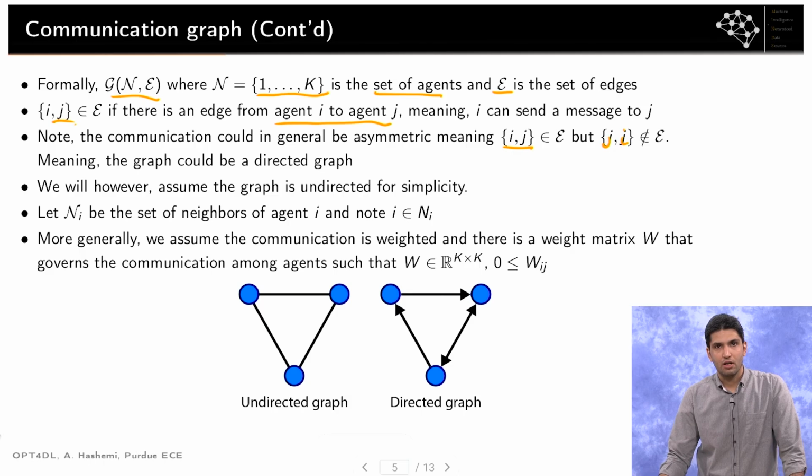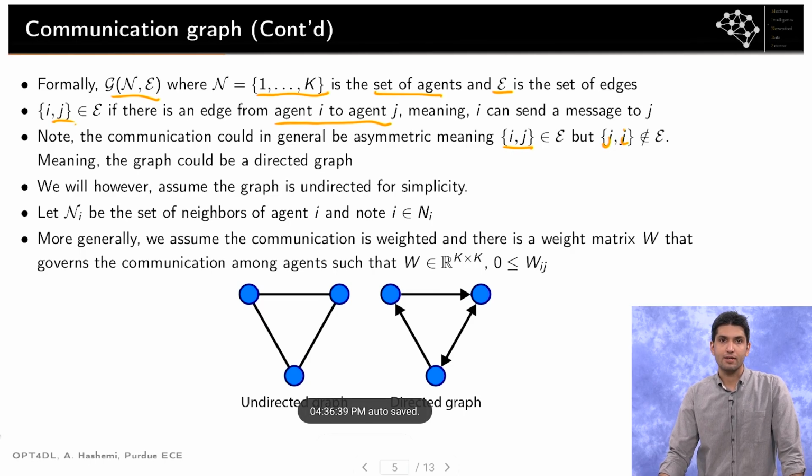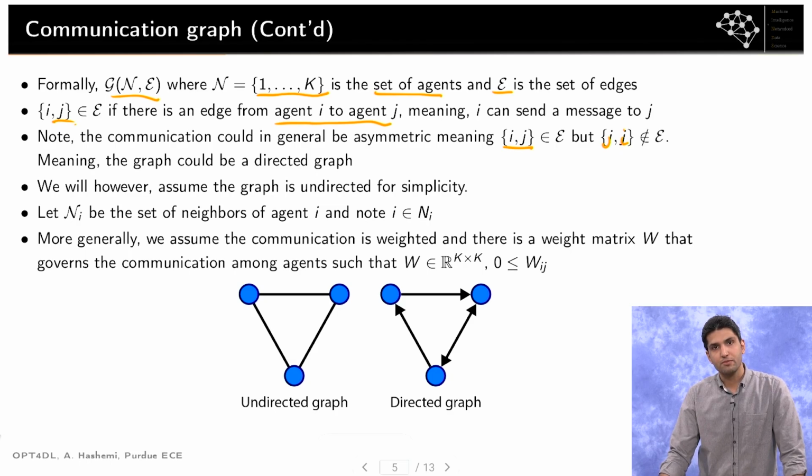And I would say a lot of the practical applications could be modeled as graphs that are directed, okay? However, for simplicity, we're going to assume undirected graphs. But I should mention that there are results in the literature for the convergence of distributed algorithms when the graph is a directed graph. Okay, but for our purpose, it suffices to just stick to undirected graphs.